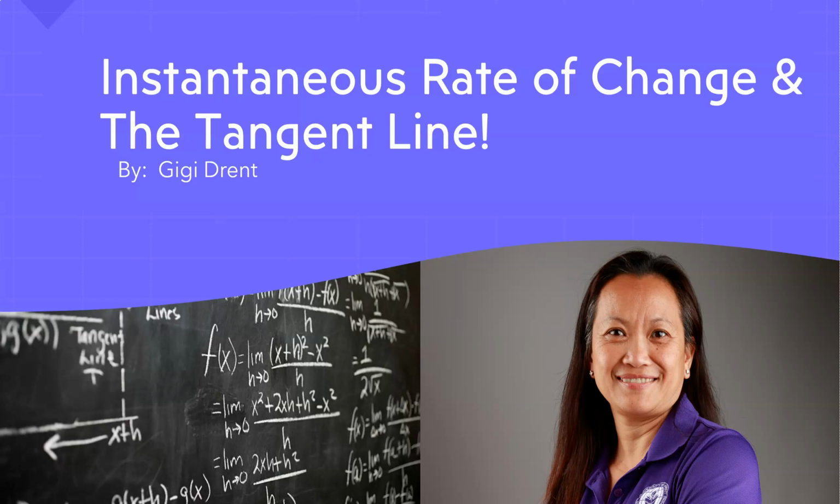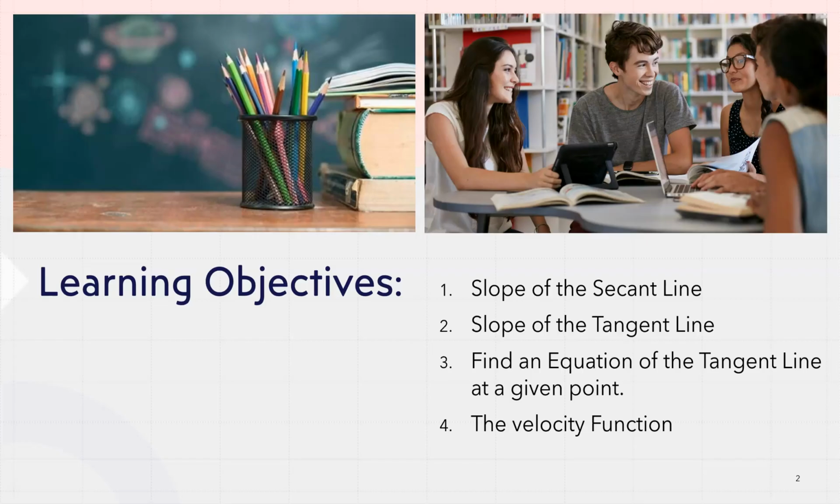In this video, we are talking about the instantaneous rate of change and the tangent line. So the objectives would be to talk about the slope of the secant line and to use it to find the slope of the tangent line. Then we will proceed to find an equation of that tangent line. An application of this concept would be the velocity function.